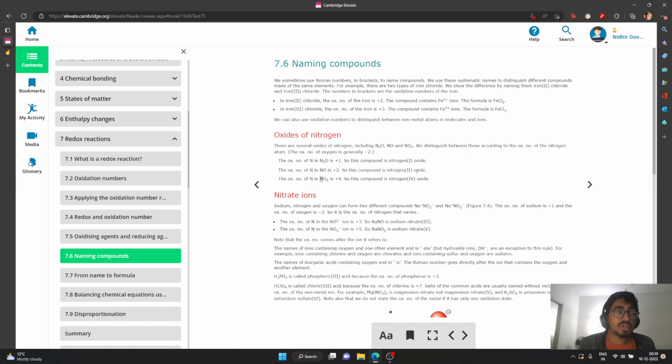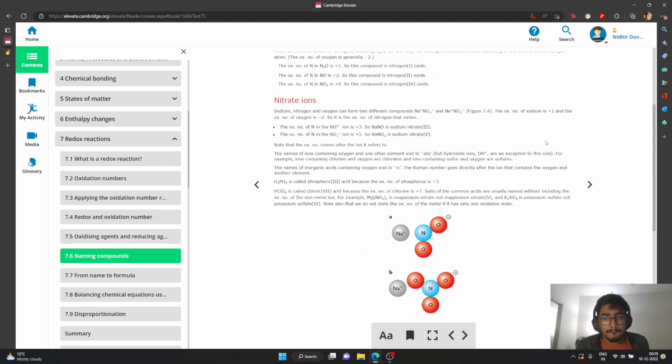So nitrogen 2 oxide, nitrogen 4 oxide, that completely describes what kind of an oxide you're looking at. Okay, similarly, you can talk about iron 2 chloride and iron 3 chloride, and the formula will be FeCl2 and FeCl3, depending on what the name is, right?